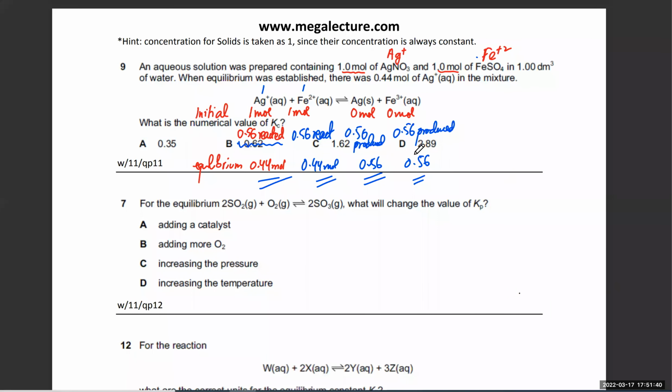Yes, sir. Okay, next is the Kc expression. Can you tell me what the expression for Kc is in this case? It's product concentration divided by reactant concentration, right? So it's going to be 0.56 into 0.56, divided by the reactant concentration, which is 0.44. He has also given a 1 dm³ container, so make sure you calculate concentration. 1 dm³ makes it easy. The concentration would be exactly the same. So it's going to be 0.44 divided by 0.44.